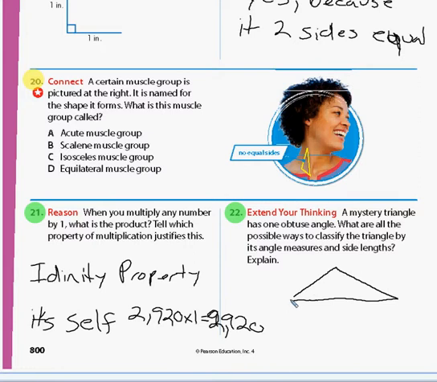Okay, I'm going to read the question again. A mystery triangle has one obtuse angle. What are all the possible ways to classify the triangle by its angle measure and its side length? Okay, an obtuse triangle, the only way you're going to classify it angle-wise is as an obtuse triangle. But an obtuse triangle can also be an isosceles triangle because it could have two sides the same length. In this one, I tried to make it look like these two sides are the same length, so that would be an isosceles triangle.